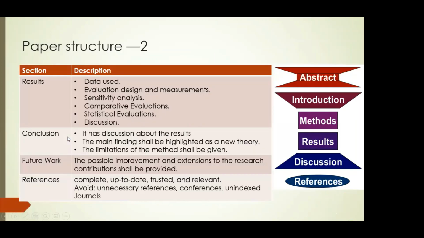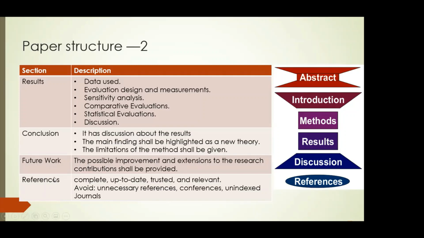The conclusion part has a discussion about the results. The main finding shall be highlighted as a new theory, and the limitations of the method shall be given. Also, a very important part in the research paper is the future work. A paper without future work normally is not of interest to the editor, because they are looking for a research article that has a chance to be used and reused by other researchers and to be cited for the journal. So the future work can describe briefly the possible improvements and extensions to the research contribution.